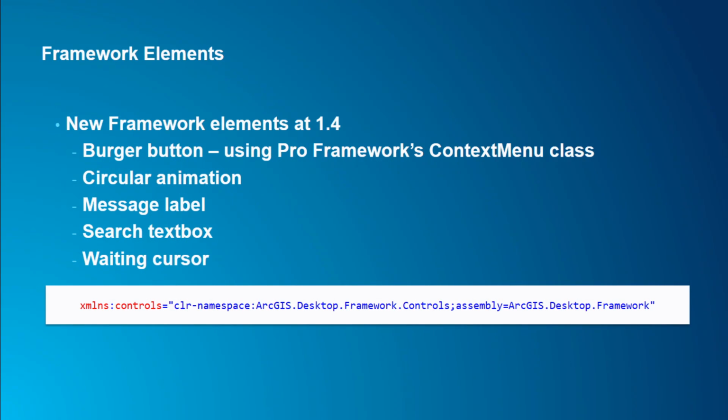So here I want to talk about and focus on a few new framework elements that we've provided for you at 1.4. It's the burger button, circular animation, message label, a search text box, and a waiting cursor. These elements provide an extra polish to your UI development work. So if you have to use any of these elements, be sure to add a reference to the ArcGIS Desktop Framework controls namespace. I've given that in the snippet below in this slide.